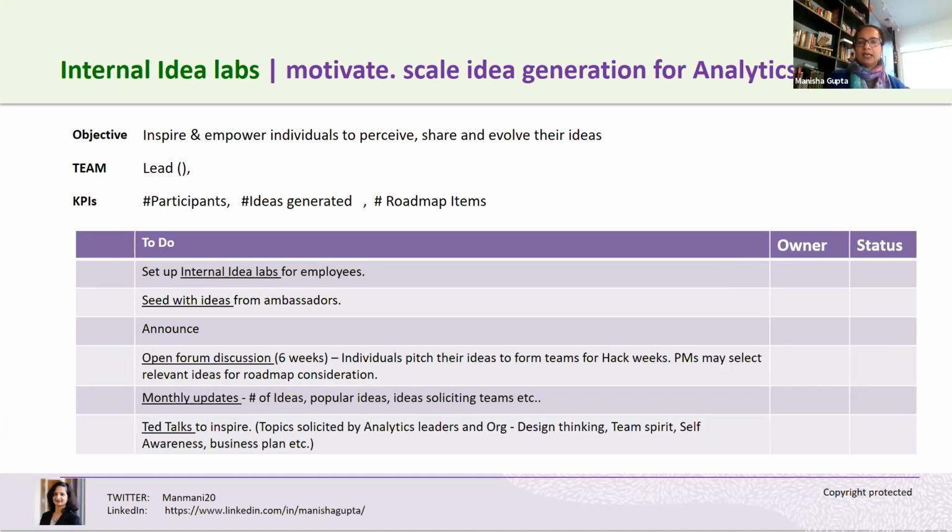So I'll have an objective for everything we discussed so far. Well, what is the objective for Idea Labs? Inspire and empower. Okay. Which is the team which is going to lead it? It's going to be some ambassadors, some other team members with an executive sponsor. How are we going to measure it? And then what are the things we will do? And then we'll find an owner and status. So basically you're making this a real program, pretty much like you do anything in your company. And now people know what you're talking about. And the goal of this was driving grassroots innovation.